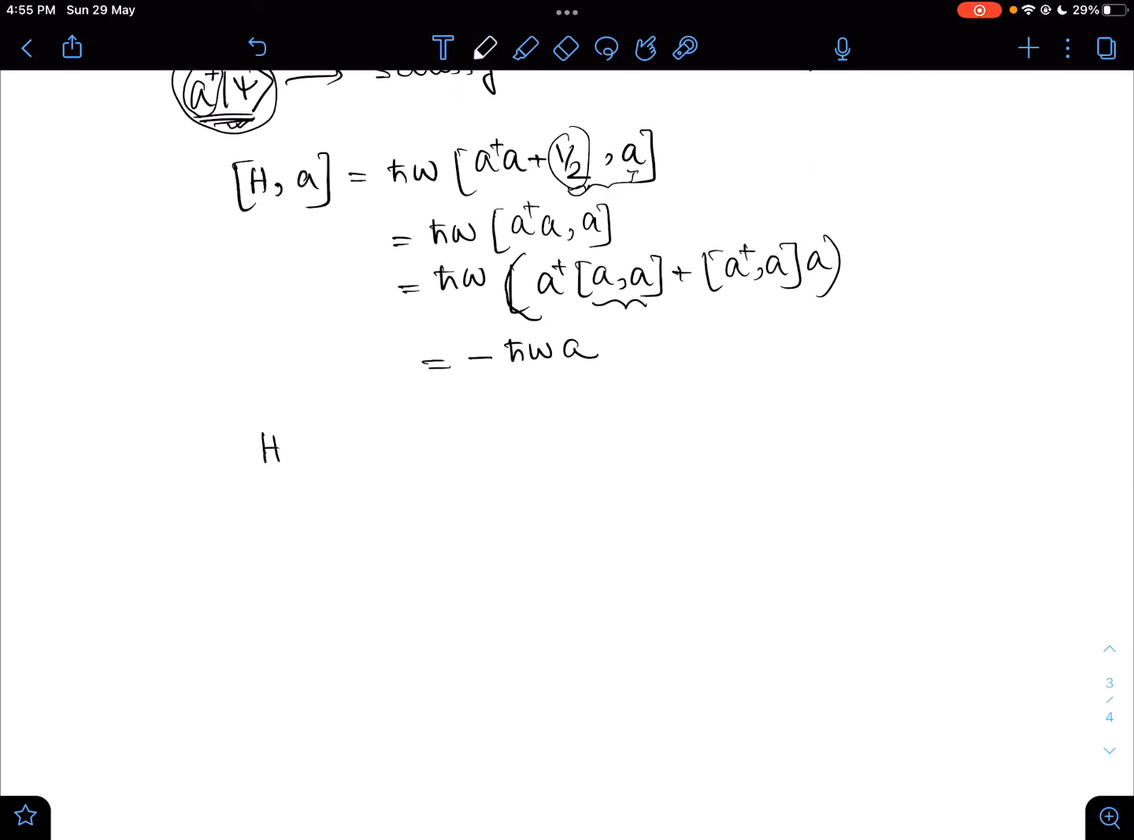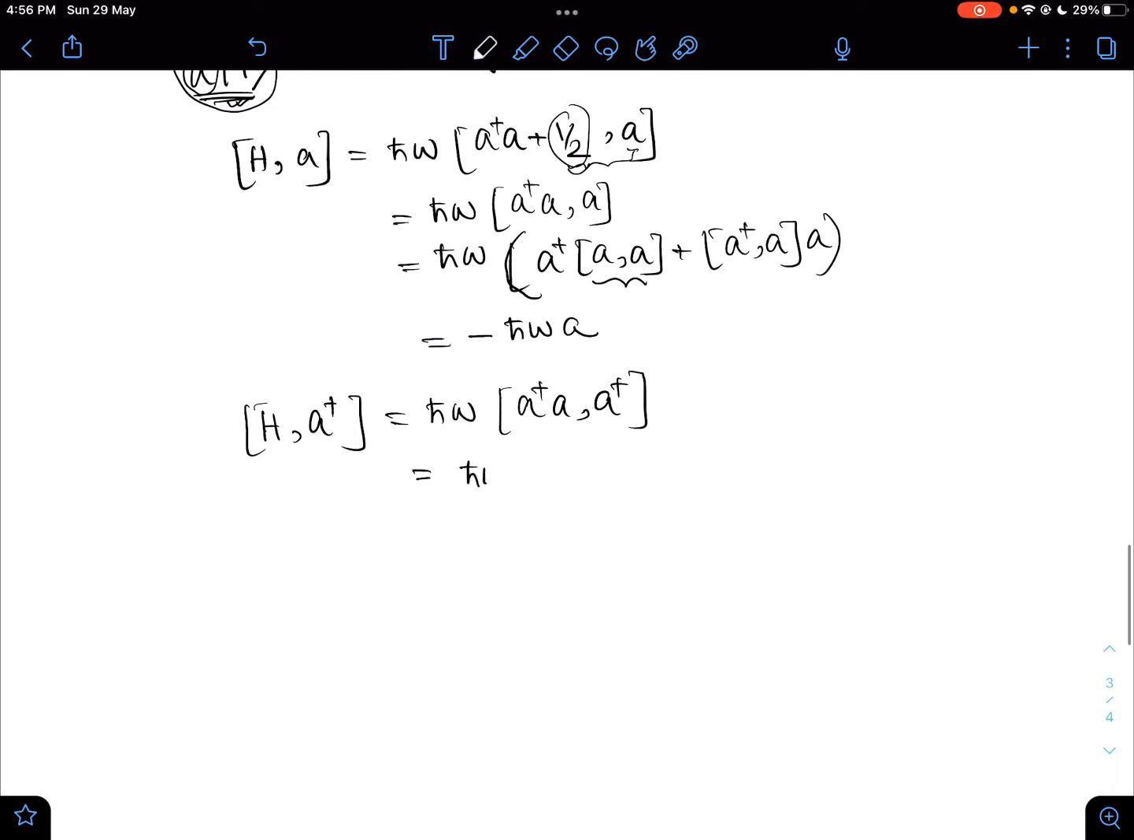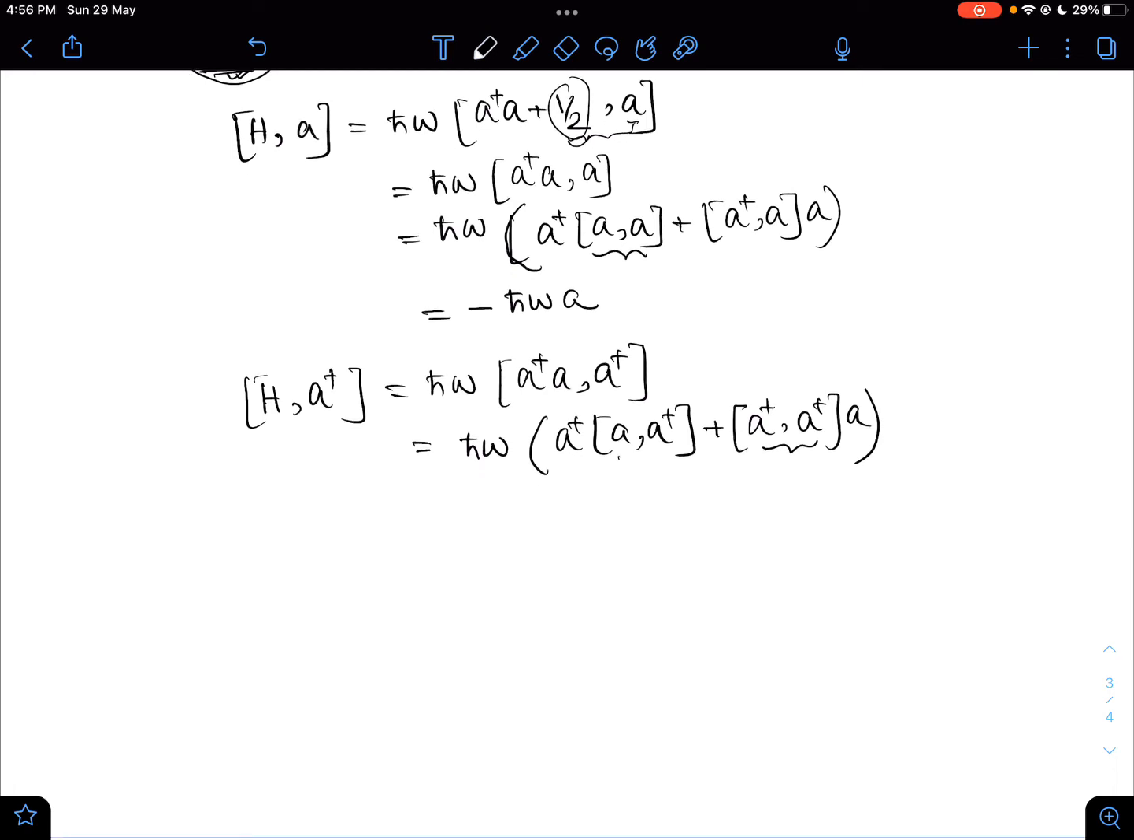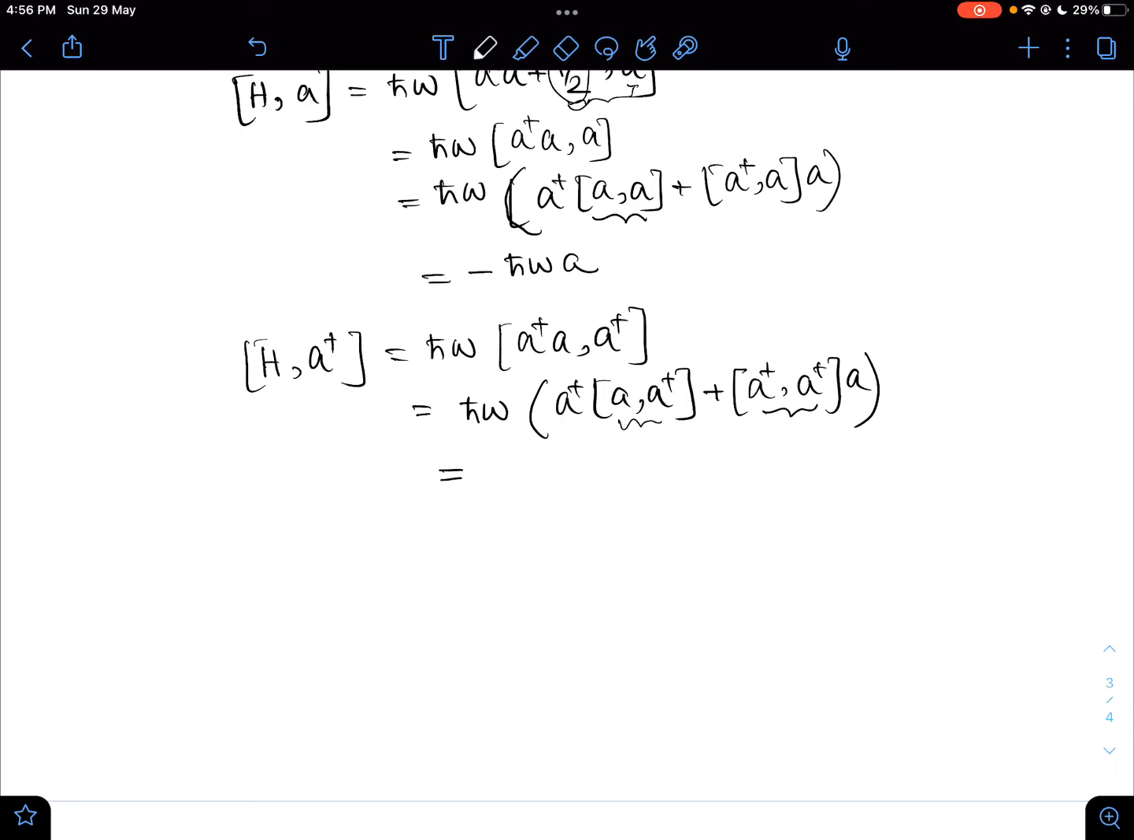Similarly, if we calculate the commutation of H with A Dagger, we will have h cut omega, A Dagger A with A Dagger. Here the first term will be A Dagger times the commutation of A with A Dagger, and the second term will be the commutation of A Dagger with A Dagger, and we have A. So this is 0. What we are left with is the commutation of A with A Dagger, which is 1. So this will give us h cut omega A Dagger. So these are our two commutation relations.